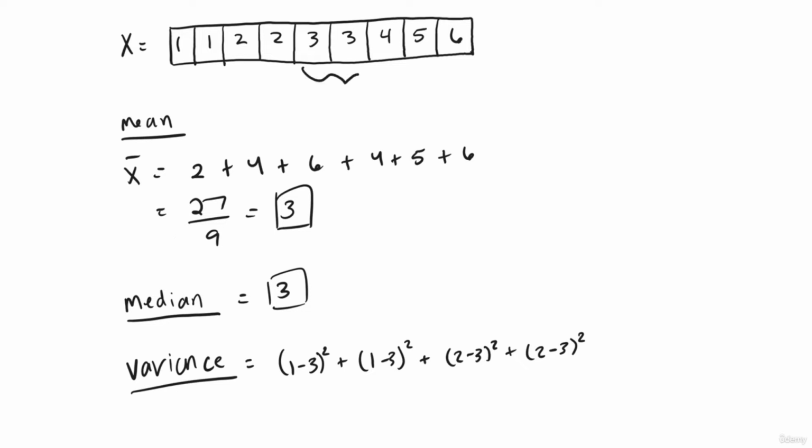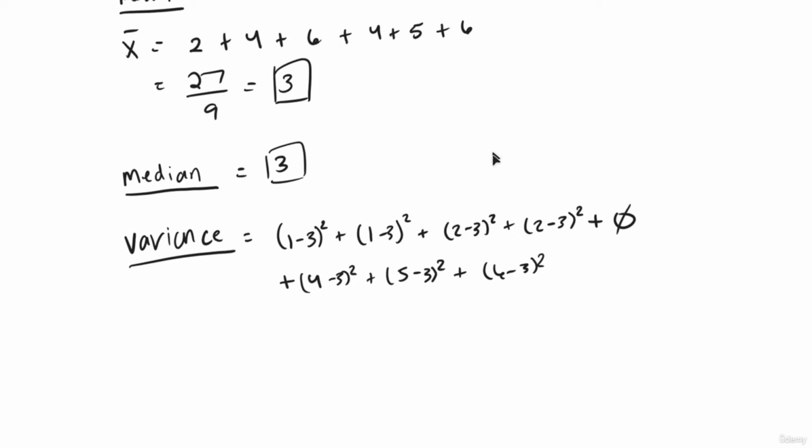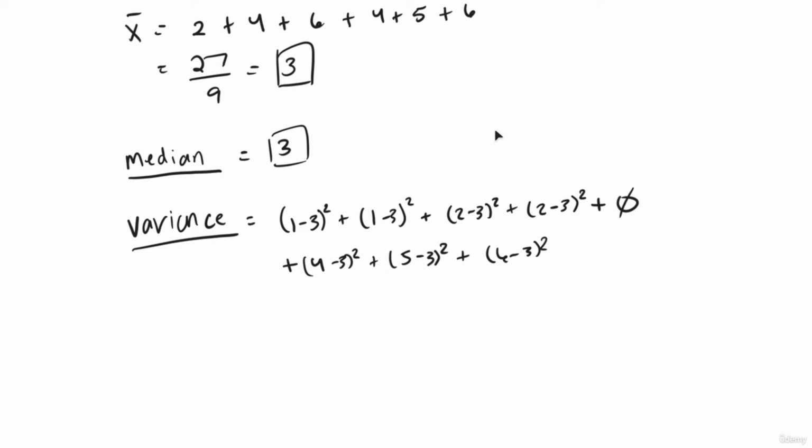And then we get to these 3s. And now 3 minus 3 squared is just 0. So we don't really need to write those out, and we can just replace these 2 right here with 0. Cool. And then let's continue down here: 4 minus 3 squared plus 5 minus 3 squared plus 6 minus 3 squared. And since we have everything down, I don't have to keep that list up.